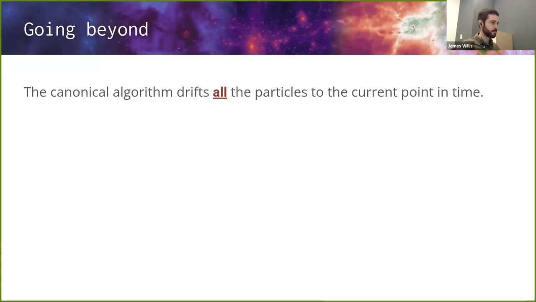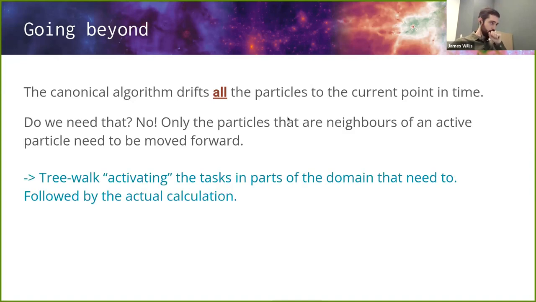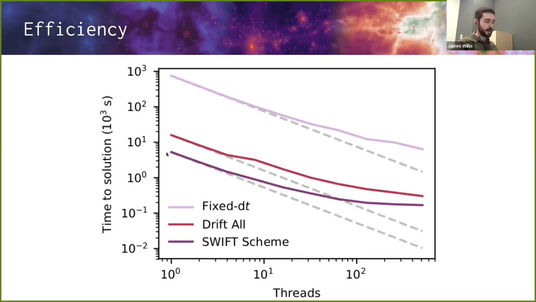But we can go another step in SWIFT. In the canonical algorithm, we drift all particles to the current point in time. But do we actually need to do that? No. We only need to drift particles which are neighbors of what we call active particles that need to be moved forward, as we can calculate the contribution of the force onto these particles. So what we can do is perform a tree walk across the tasks in each of the parts of the domain and activate tasks which have particles neighboring the active particles, in order to still perform the full force calculation and keep it accurate. So we can do better again compared to the drift-all scheme.